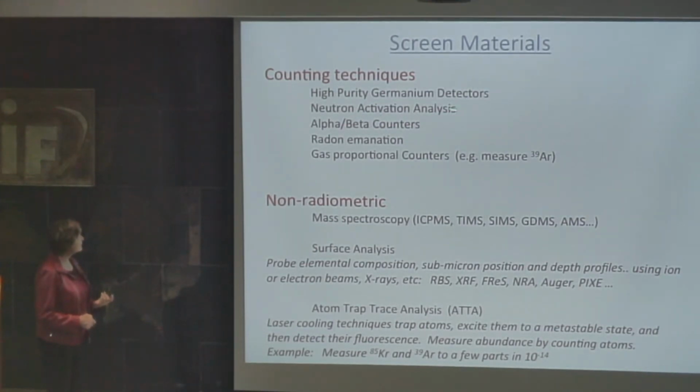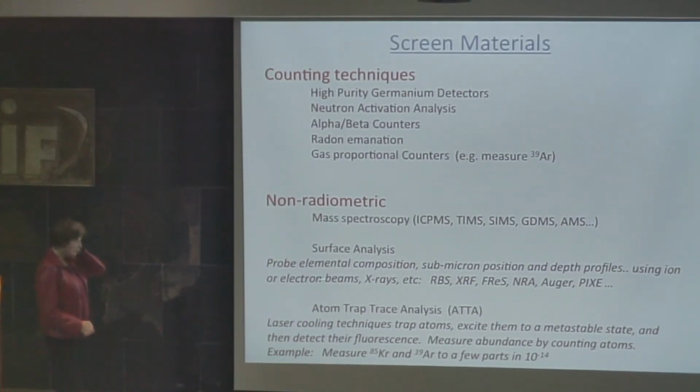Neutron activation is actually a counting technique, but it is typically a material that you've activated, and so it doesn't take as long, and so you have a higher rate. Alpha beta counters, radon emanation, and gas proportional counters, and I'll talk about most of those. Non-radiometric techniques are various forms of mass spec, and there's a whole alphabet soup of these I'll mention.